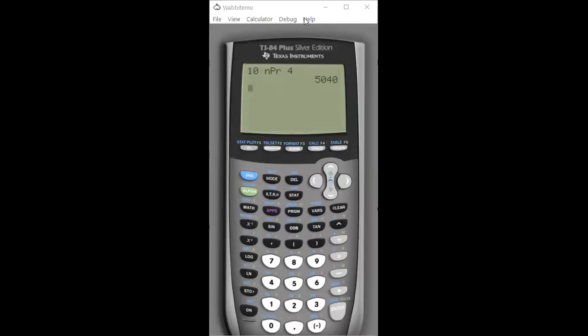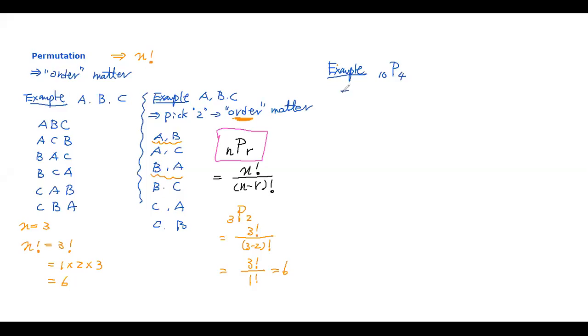So let me switch back to my whiteboard here, right? Okay, so that's how you use a calculator, and you get 5040, right? So remember the permutation, the key part is the order matters. Okay, so now let's take a look at our examples here in these lectures, right?